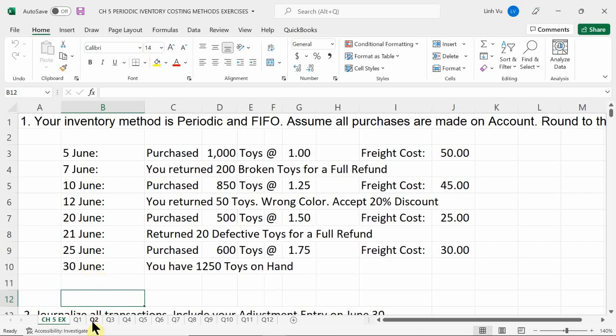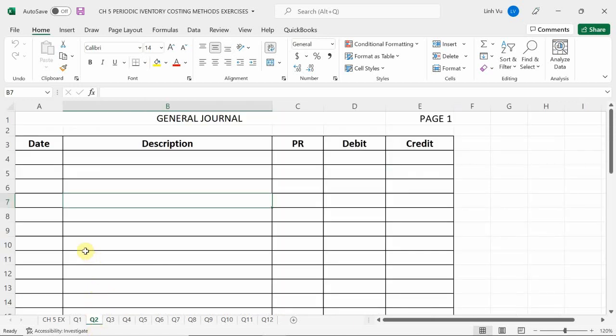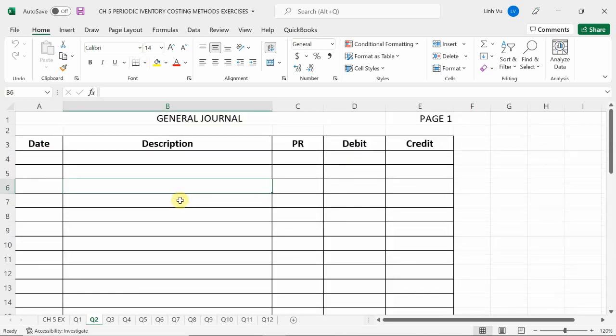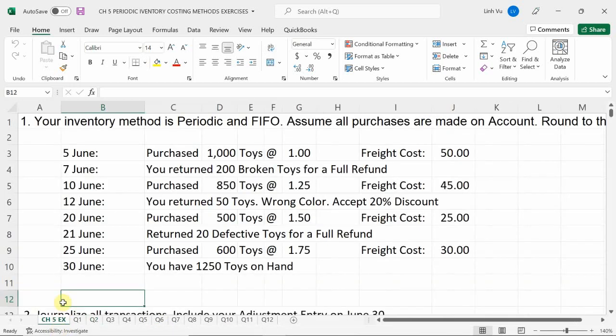What I want you to do for question 2 is practice journalizing your transactions. Practice doing the purchase journals, but also practice what happens when we have purchase returns. How do I journalize it then? Okay? So let's go ahead and practice that for question number 1 and question number 2.